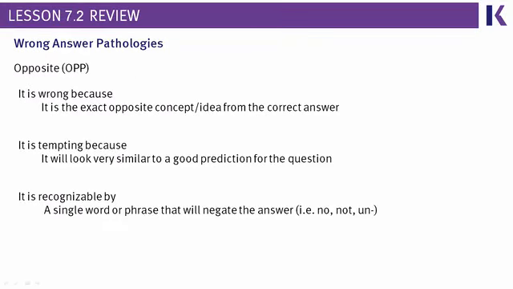The second type was opposite, which is wrong because, well, it's the opposite of correct, but it's more tempting than you might think because an opposite answer choice will look very similar to our good answer choice. There might only be one word difference. It might have the word not in it, or it might say the word most instead of least. And if you miss that one word, you might pick an opposite answer choice by mistake.